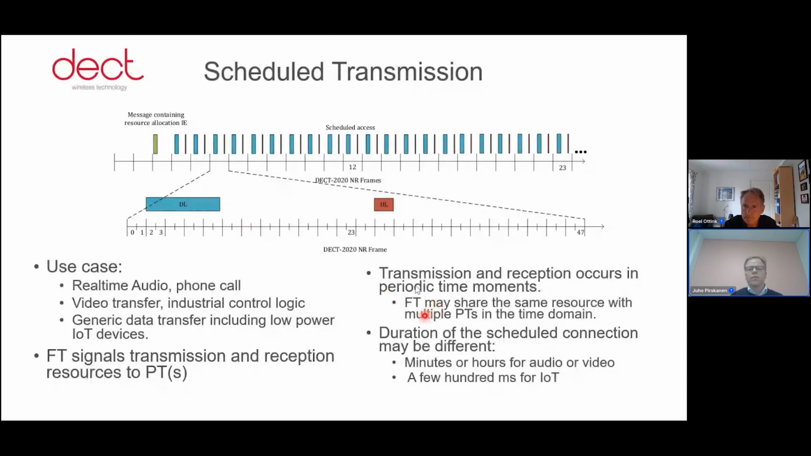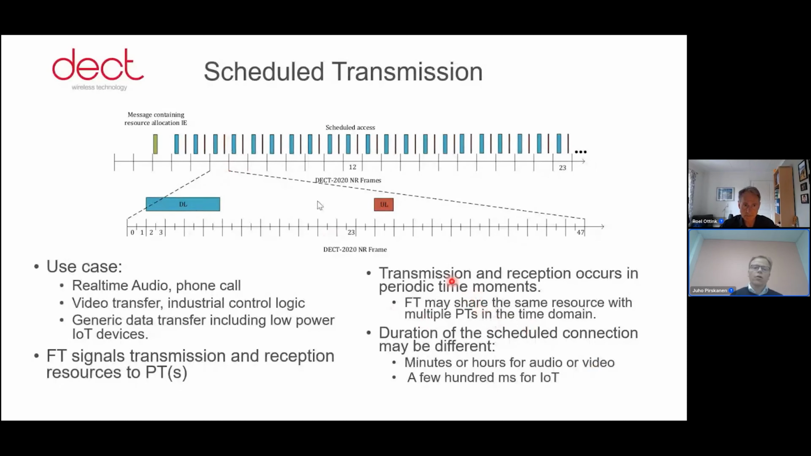So for example, in the figure we could see that this is now going in 10 millisecond frames. So every frame there is a downlink reception and uplink transmission moment, just for example. And then of course how long this scheduled access happens can be configured by the FT. So it can take minutes or hours in case of video or audio call, or only a few hundred milliseconds for the IoT devices.